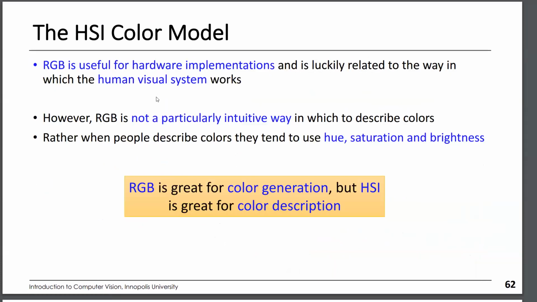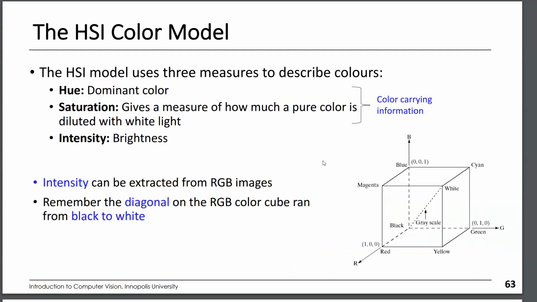So let's take a look at what hue, saturation, and brightness are. For the HSI model, we have the hue, which is the dominant color. We have the saturation, which is a measure of how much a pure color is diluted with white light. These two represent the color information. And we have the intensity, which is the brightness.